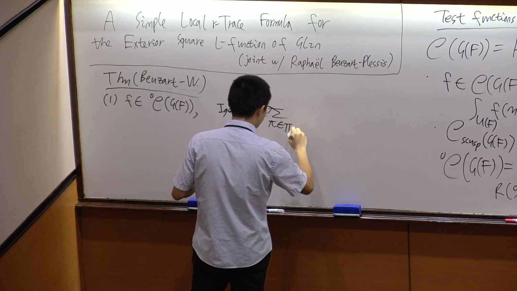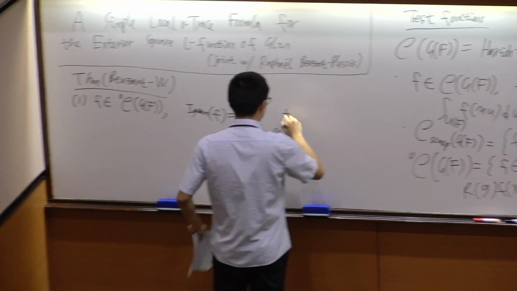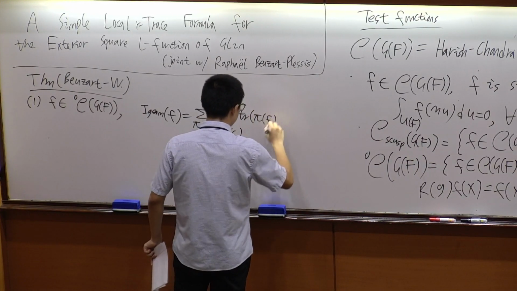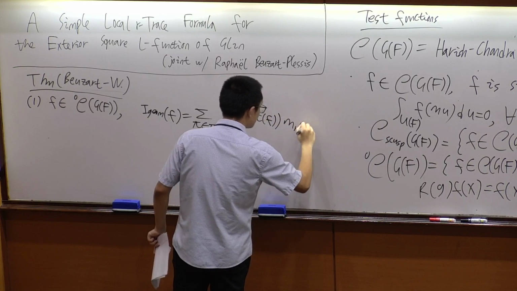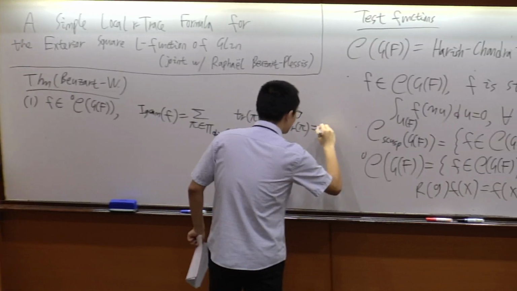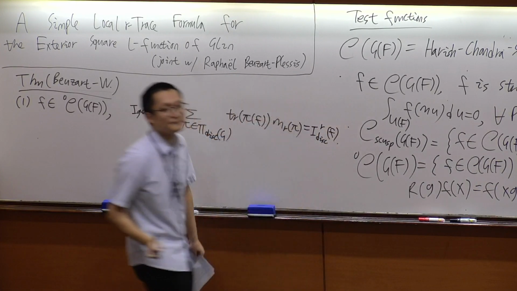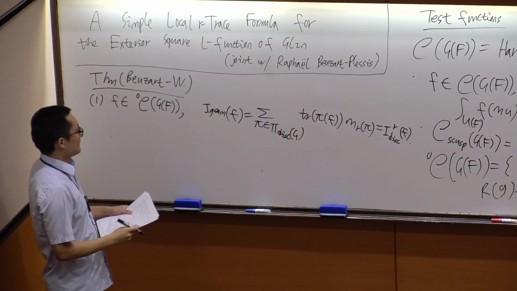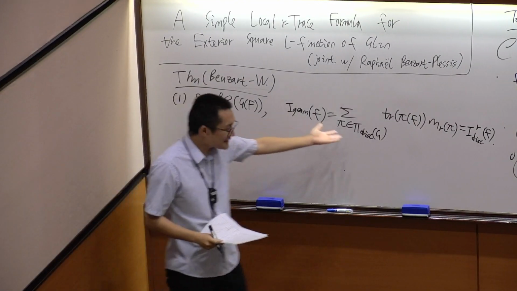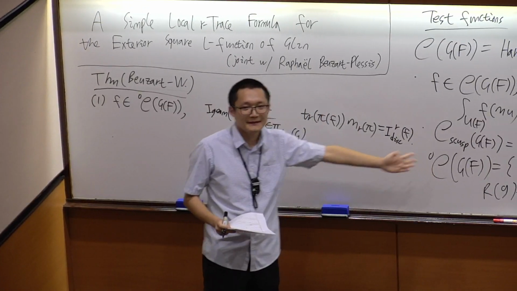Sum over pi inside pi discrete of G, trace pi f, and MR pi. Okay, so in other words, this is the I discrete RF we want. And the reason only discrete series shows up is really because this space is very special.